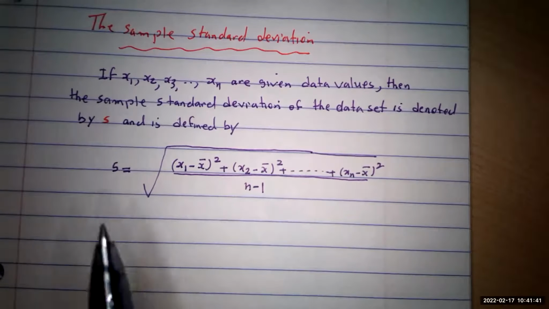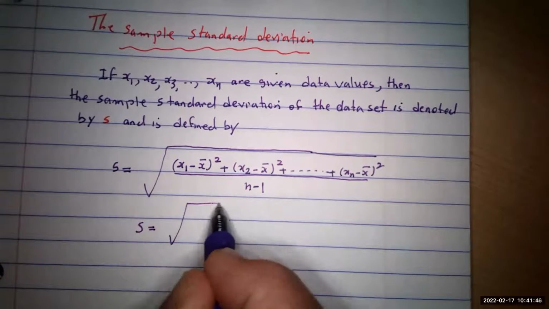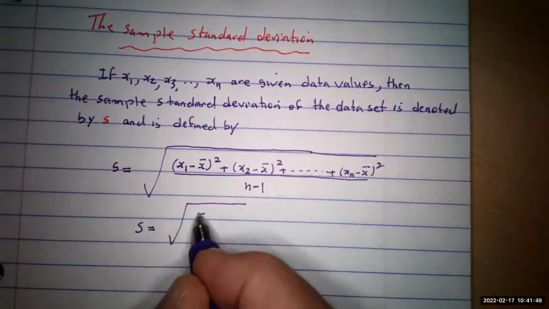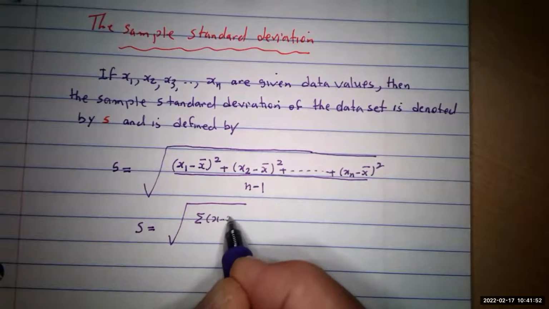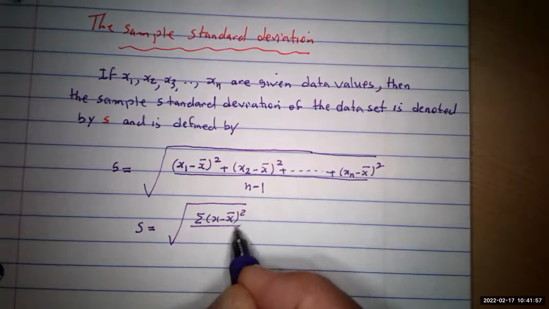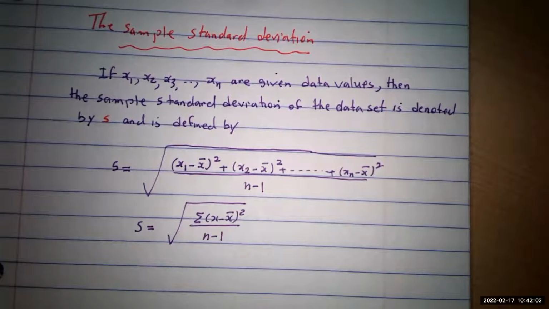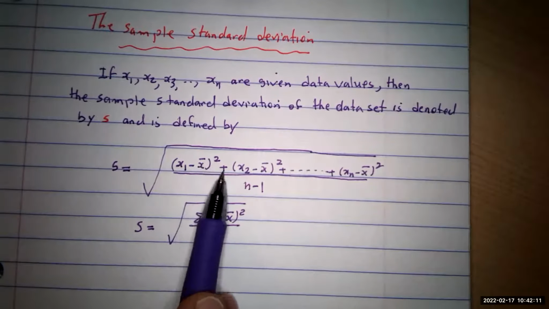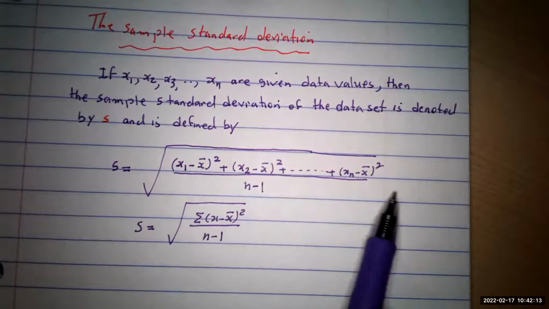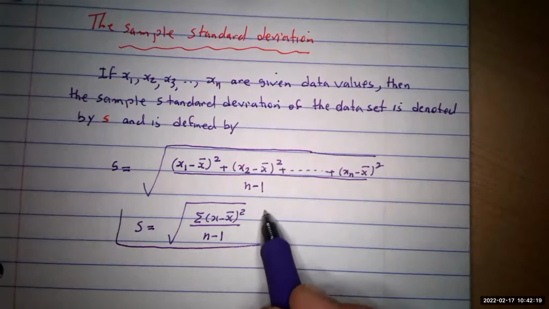Now we usually make this into brief form, using sigma notation. So s is equal to the square root of sigma of x minus x bar, all squared, divided by n minus 1. That's going to be easy to handle for this formula. This sigma means you find the first number, x1 minus x bar squared, then plus the second one squared, plus the rest of the numbers. That would be the brief form for the standard deviation.